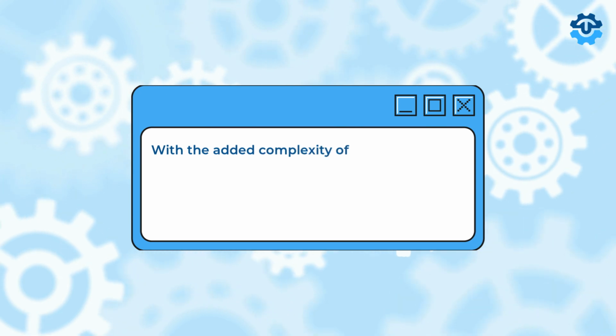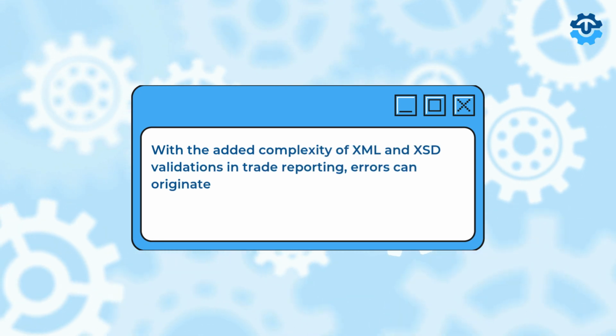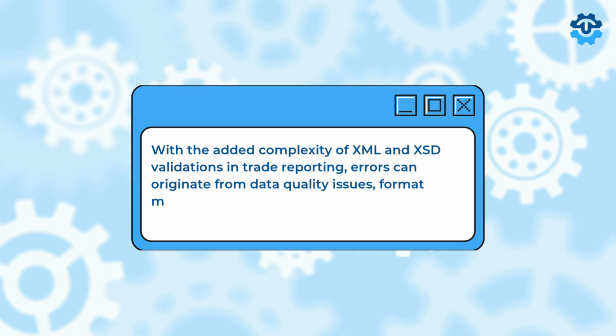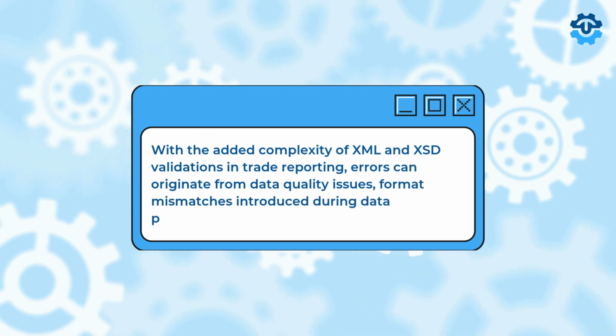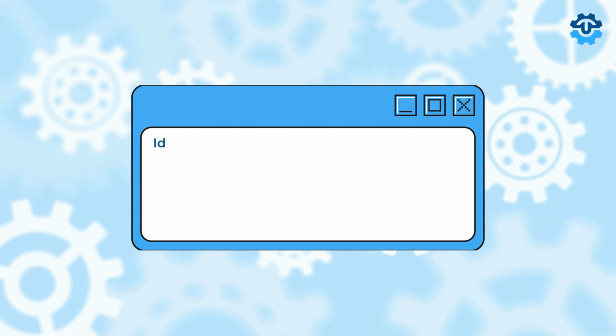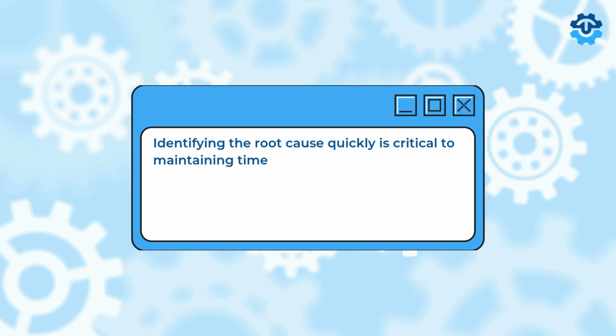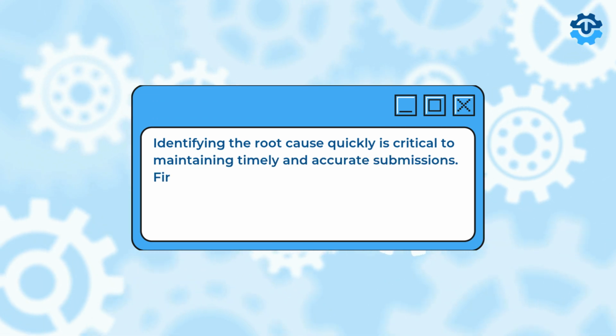With the added complexity of XML and XSD validations in trade reporting, errors can originate from data quality issues, format mismatches introduced during data processing, or even the schema structure itself. Identifying the root cause quickly is critical to maintaining timely and accurate submissions.